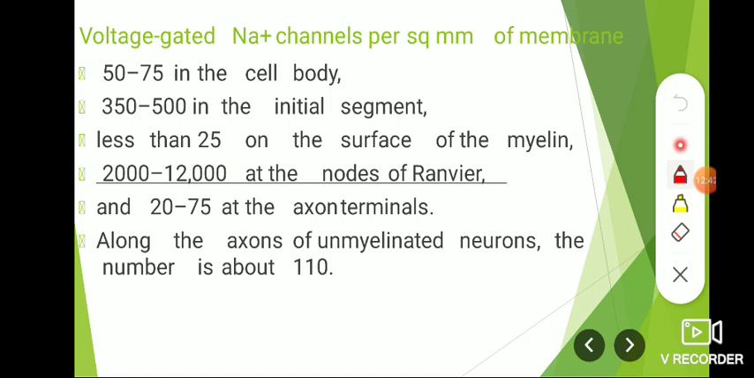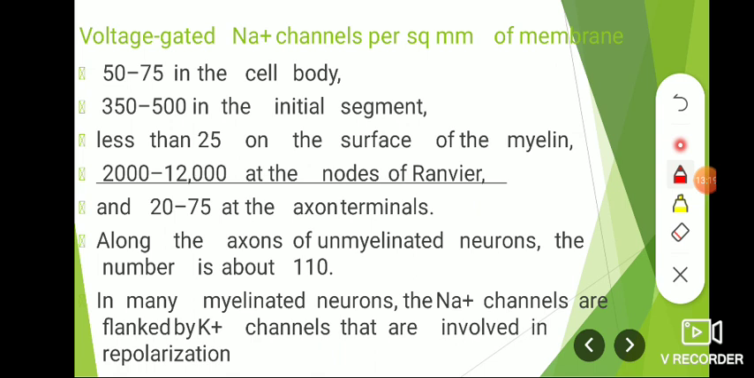Along the axons of unmyelinated neurons, it is only 110. So this is the distribution of sodium voltage gated channels across the neuron. Simply based on this, you can find which area will have maximum conduction. So obviously, as the number of channels is more, if you recall the physiology of action potential, it is nothing but rapid influx of sodium that will lead to depolarization, and efflux of potassium that will lead to repolarization, and that is nothing but the action potential.